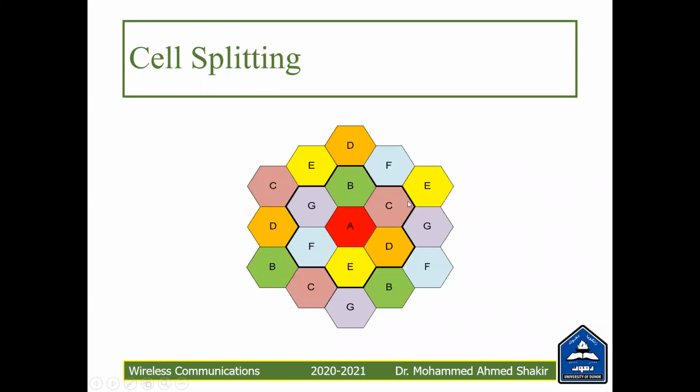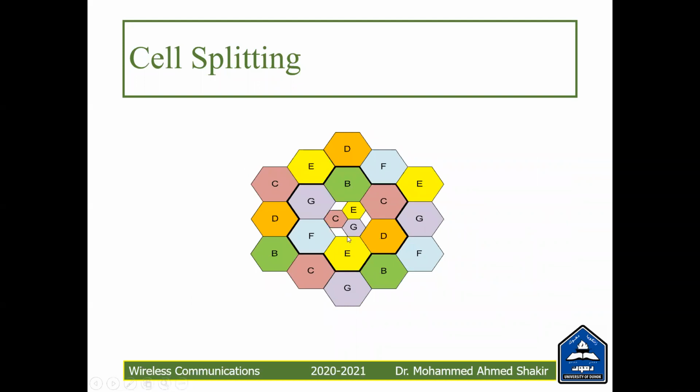This is the idea of cell splitting. Keep in mind the radius of the new cells is halved, so the area of each new cell is equal to 1 over 4 the area of the larger cell. Now, we said that practically we can't fit 4 smaller cells into one large cell, so the other areas will be covered by the adjacent cells.